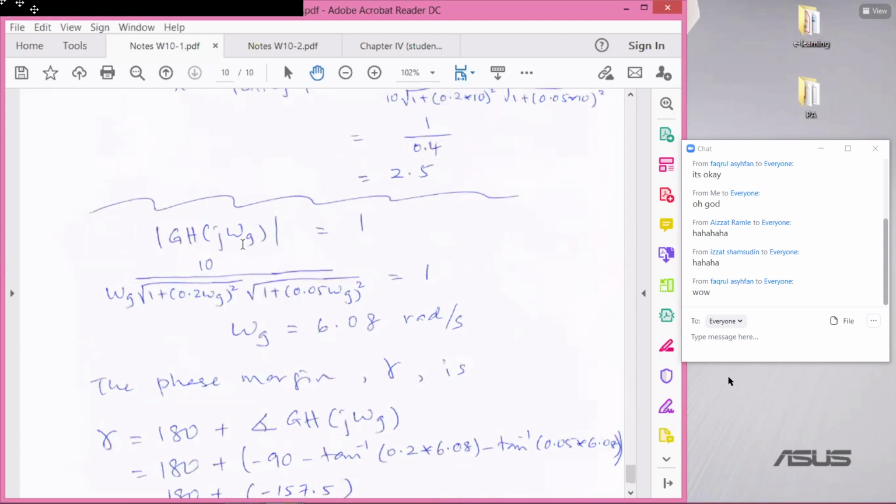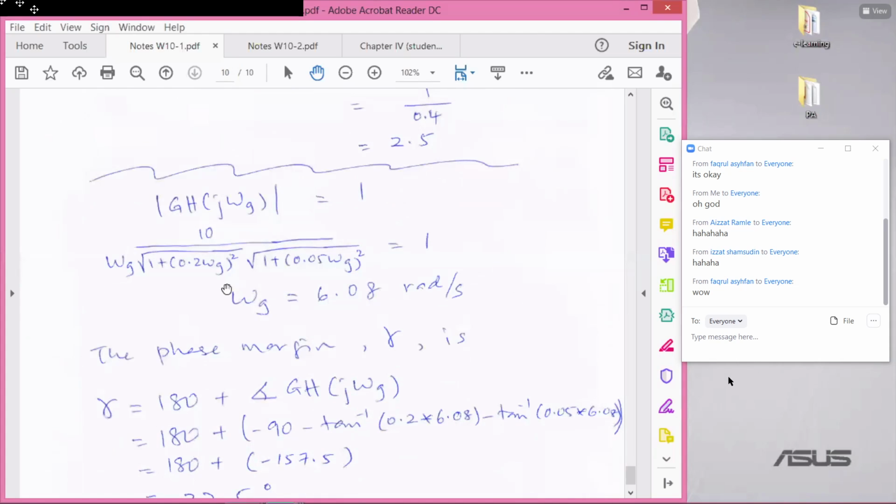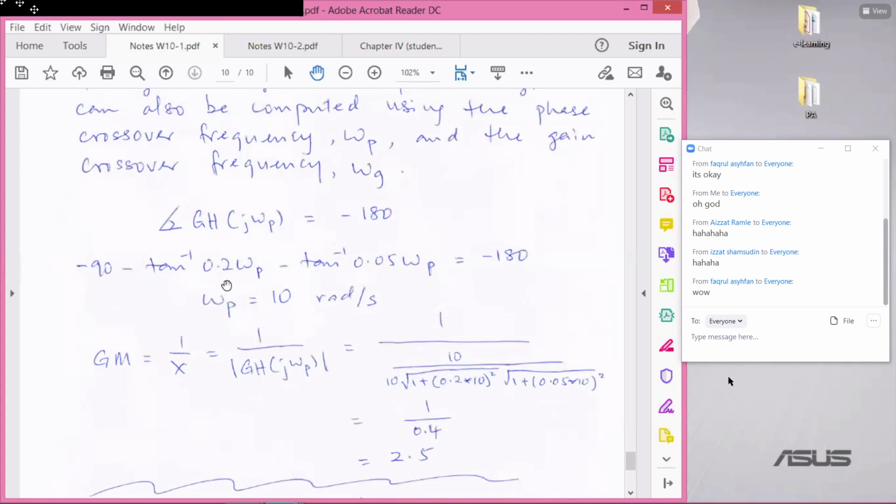So the gain crossover frequency is when the gain is equal to 1. So you substitute omega g in your expression to compute the gain, and then from there, you can solve for the gain crossover frequency. Now, again, this is not an easy equation to solve. See, this is also not an easy equation to solve. Omega p here, no, this is not easy to solve. This is called a transcendental equation.